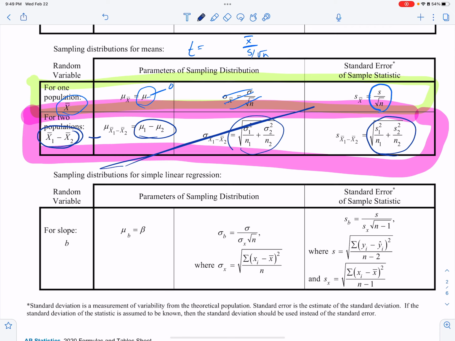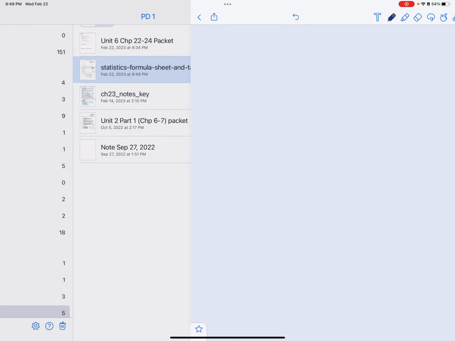Now, this one, if you notice, is the exact same equation, except this is the population standard deviation. This is the standard deviation of a sample. But I don't want you to put these symbols in. I want you to actually just use numbers, because then you'll get the correct answer. If you put sigma and you need to put S, you'll get the wrong answer. All right, so that's how you find it on your formula chart.